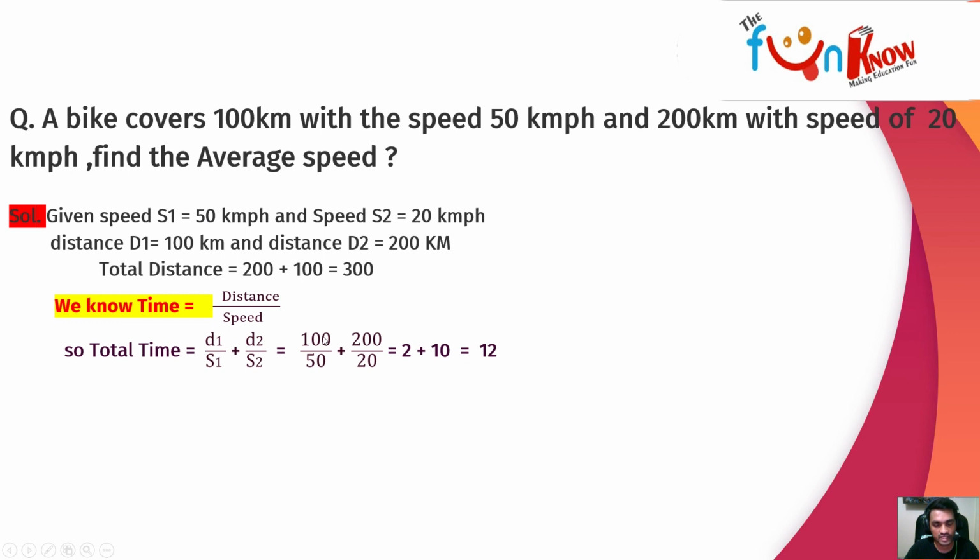So it gives you 100 divided by 50 plus 200 divided by 20, which gives you 2 plus 10, which is equal to 12. Now that you have total time and total distance, we can calculate the average speed, which is total distance over total time, equal to 300 divided by 12. You see, 300 is the total distance and the total time is 12. So once you calculate this, we get 25 kilometers per hour.